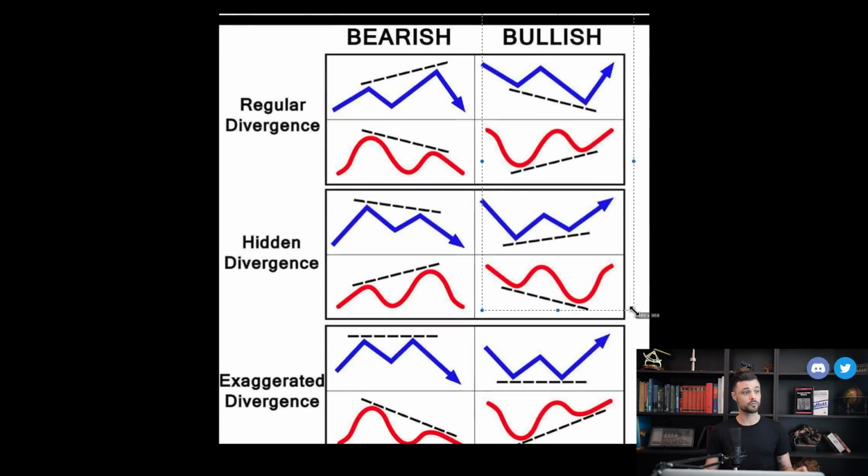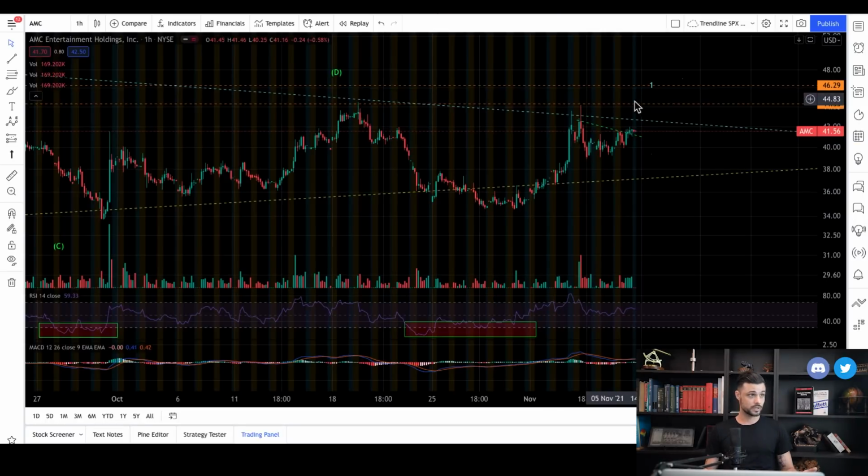So we're looking for one of those two: either the market making higher lows and the momentum going lower, or the market making lower lows and the momentum shifting up. That means that even in a bearish environment, bears are not able to take ground. So I don't see any lower lows, so I guess it's the other one.